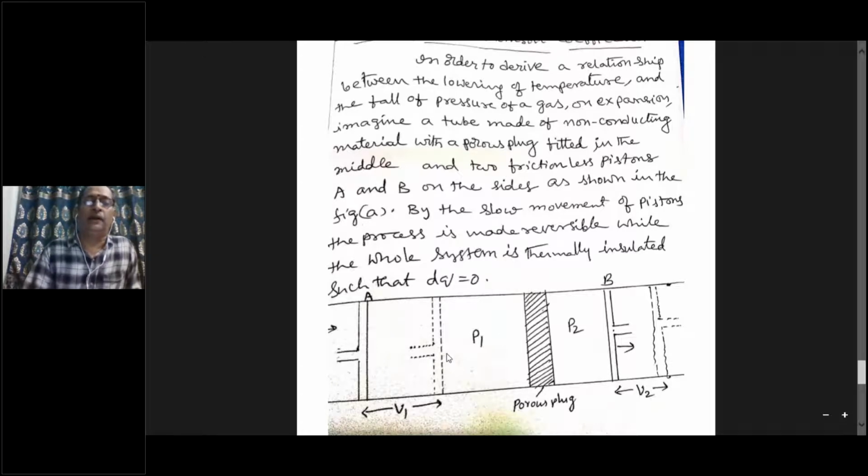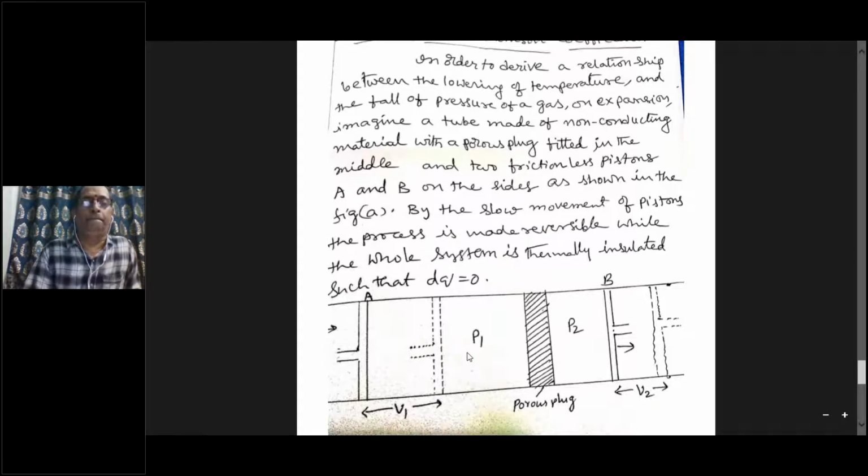In the left compartment, we keep a gas which is having pressure P1, temperature T1, and internal energy E1. We are fixing a piston A which is weightless and frictionless. Now, on the right hand side, we also fix a weightless frictionless piston B. Now, if you move the piston from its position through a volume of V1, then what happens?